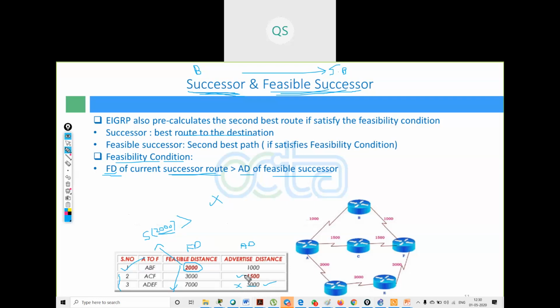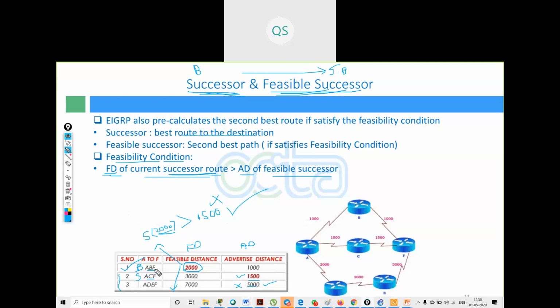This route is 1500. So 1500 is the AD of the feasible successor. So my feasibility condition got matched. Okay, so this will be my best route and this will be my second best route.